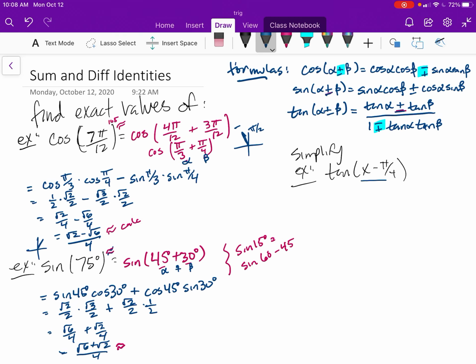Alrighty. Last example. Tangent of x minus pi over 4. So wherever we see an x is going to be alpha. Wherever we see a beta, right, we'll put pi over 4. And it's minus, so we have to follow that formula correctly.